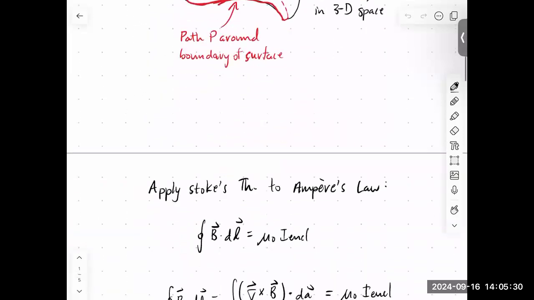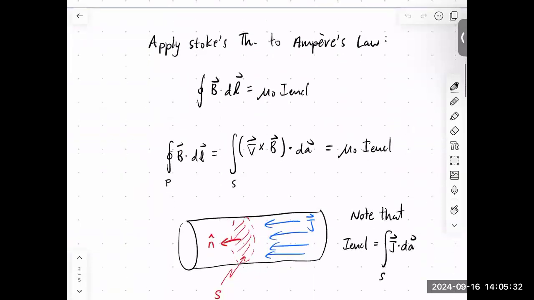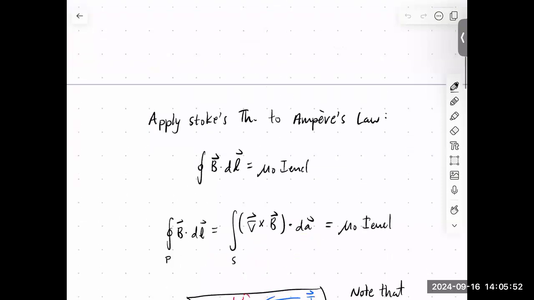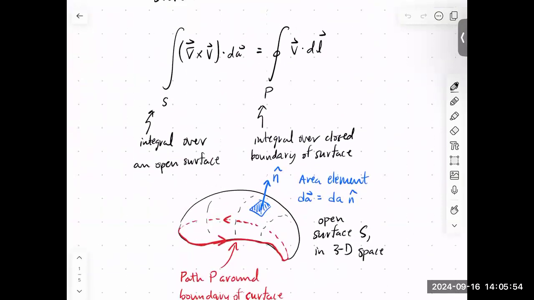Okay, so what I want to do is imagine taking Stokes' theorem and applying it to Ampere's law. This is the one form of Ampere's law that you would have seen in a first year E&M type course. It's the line integral of B dot dl is mu naught I enclosed. But that's exactly the right-hand side of Stokes' theorem that we've written up there.